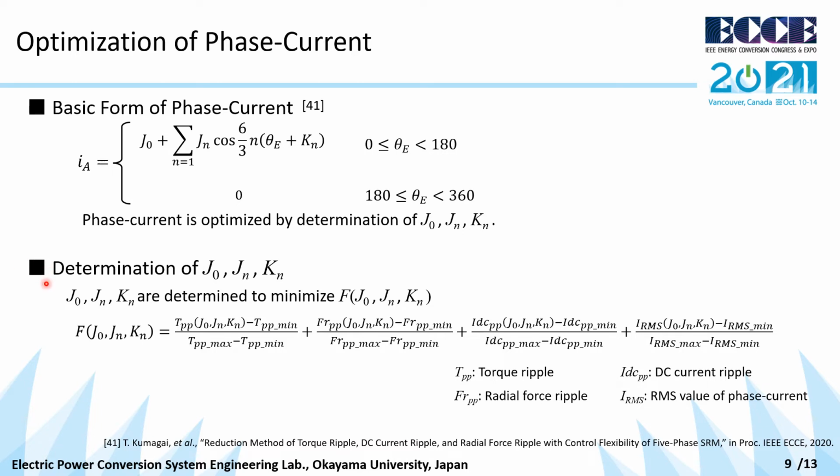The parameters J0, Jn, Kn are optimized to minimize the evaluation function. This evaluation function presents the torque ripple, radial force ripple, DC current ripple, and root mean square value of the phase current. So, in the next slide, I show the simulation.